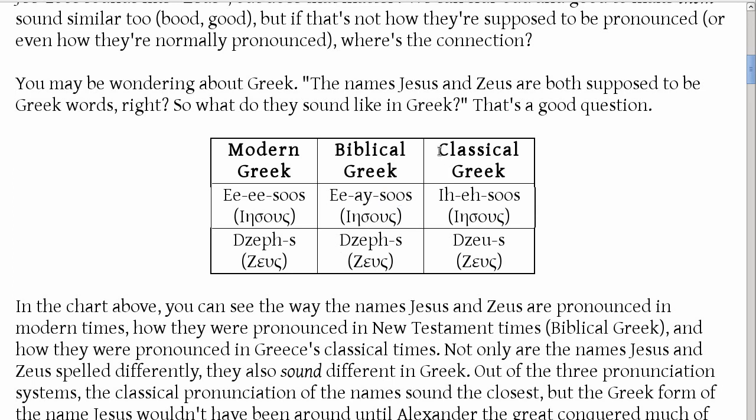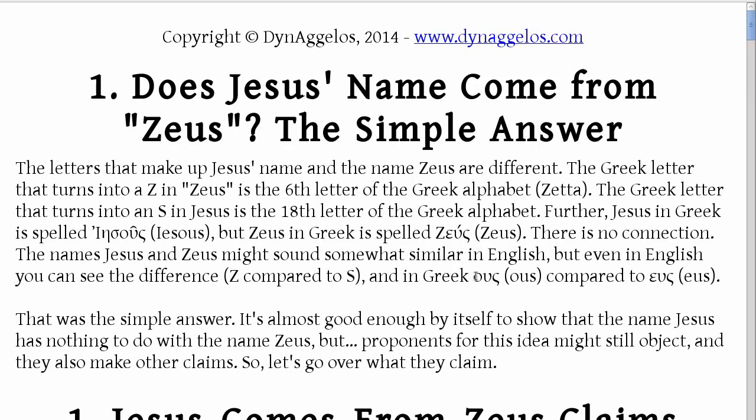In classical Greek, which is like Homer's time, Plato's time, a long time ago, Jesus would have been pronounced Iesous, with the accent on sous. Zeus would have been pronounced differently, and it's kind of hard for me to pronounce. It's Zdeus, or something like that. The epsilon makes an E sound, and the upsilon makes a U sound. You can see the difference, Z compared to S. And in Greek, omicron upsilon sigma, or ous, compared to epsilon upsilon sigma, or efs.